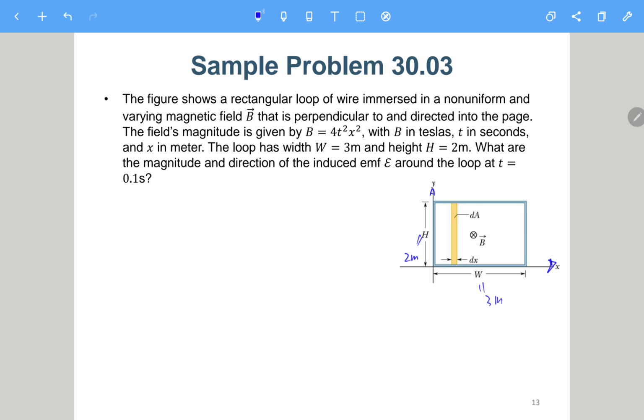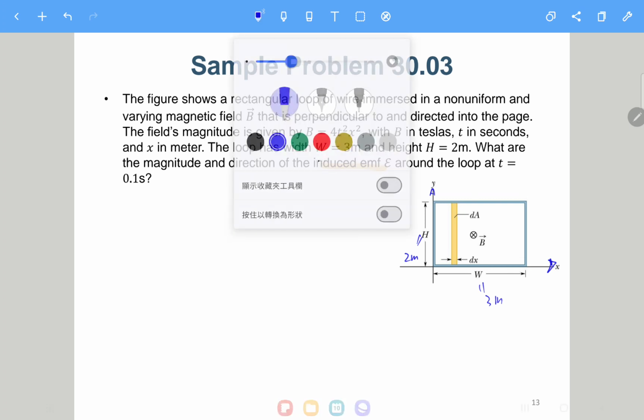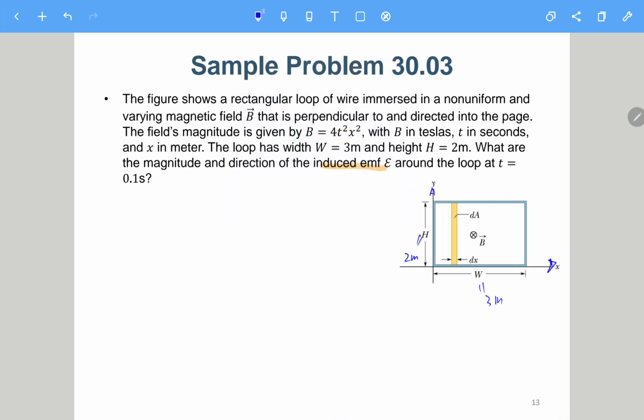So as much as we need to calculate the induced EMF, for sure we need to use Faraday's law. If we need to use Faraday's law, of course we need to calculate the magnetic flux. So phi_B will be the integration of B dot dA, for sure. And then B is perpendicular to this plane, which means that B dot dA is nothing but B times dA.